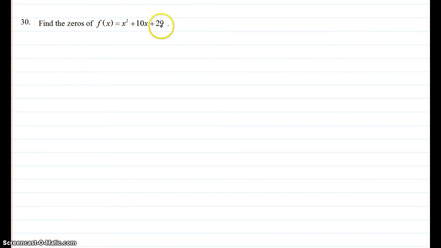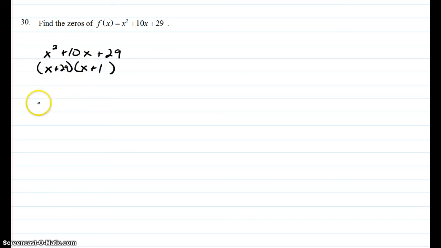Alright, for 30, find the zeros of x squared plus 10x plus 29. So x squared plus 10x plus 29. And so your first thing you'd probably want to try is to factor this. We can get x times x that equals x squared. But now the 29, what numbers multiply to 29? And 29 is prime, so it would have to be plus 29 and plus 1. And those numbers will not add to 10. So factoring doesn't work.